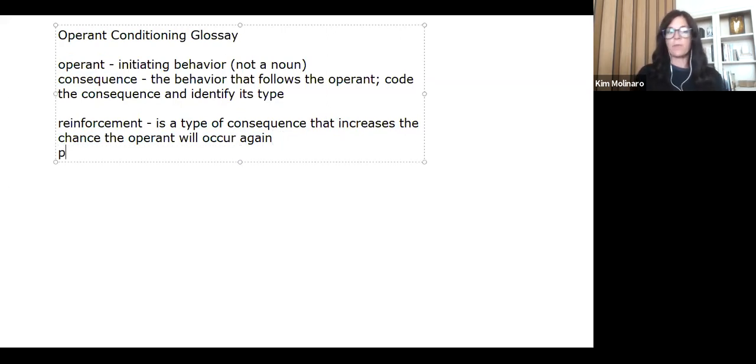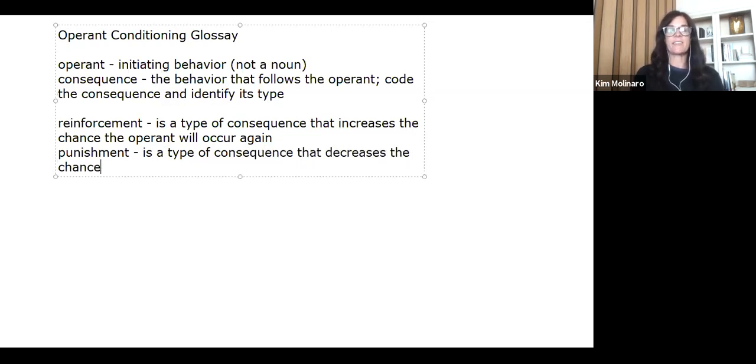The other term here is punishment. Punishment is a type of consequence that decreases the chance the operant will occur again. Punishment is the only type of consequence that decreases the operant. Positive reinforcement and negative reinforcement both increase the operant. We'll go over that. But if you're walking down the hall and falling is a punishing consequence, chances are you're not going to walk down the hall in that particular spot. So punishment decreases the chance that the behavior that preceded it, the operant, will again occur.